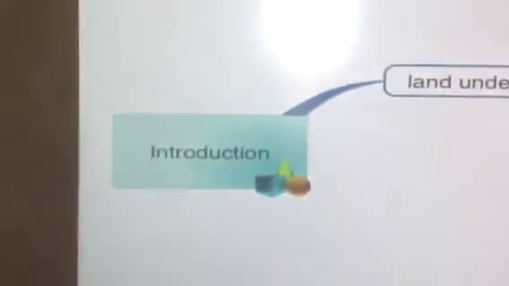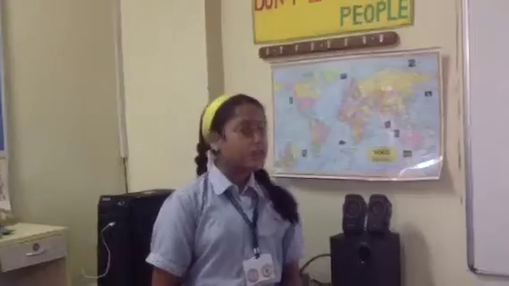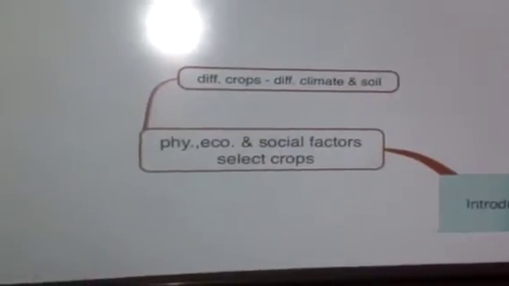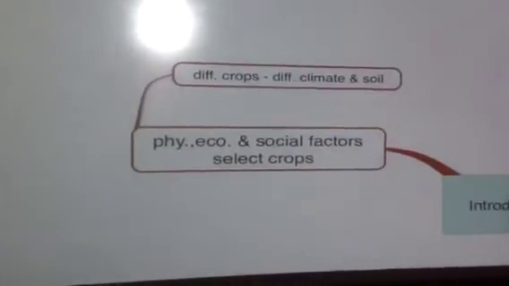Introduction of our new chapter, Major Crops and Agricultural Development. In this world, the land under cultivation is very limited. Only 10% of the land surface is suitable for cultivating crops. Physical, economic and social factors select the crop that should be grown in a particular region. Different crops require different climate and soil.